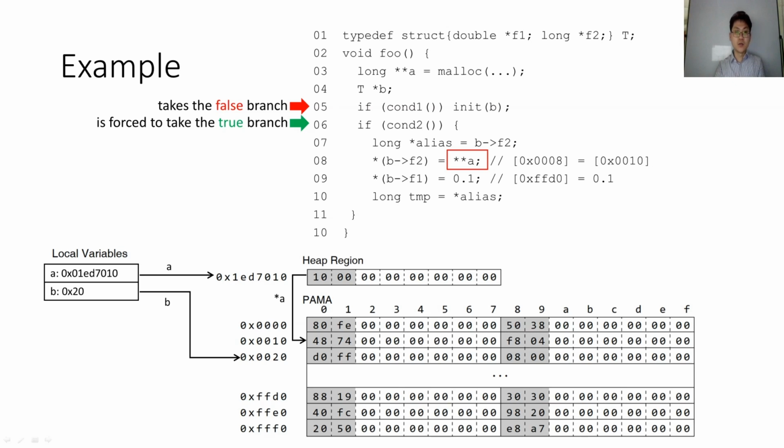This illustrates the SCMB property. We also observe that the value of B->F1 dereferenced at line 9 is different from that of B->F2 dereferenced at line 7, and hence they disambiguate themselves, which illustrates SDMB.